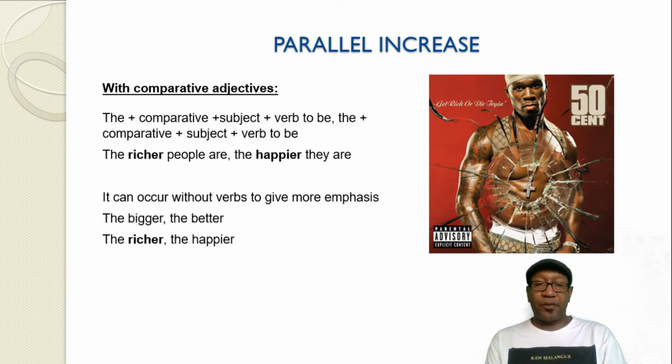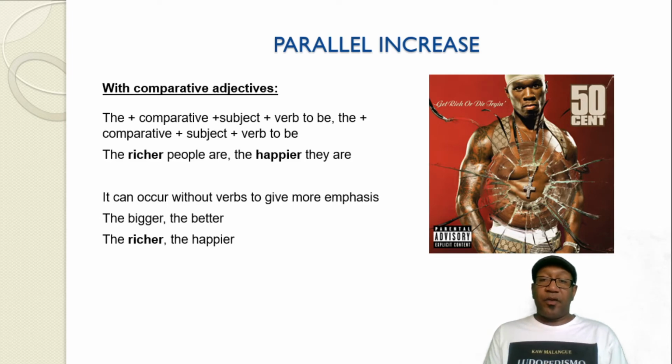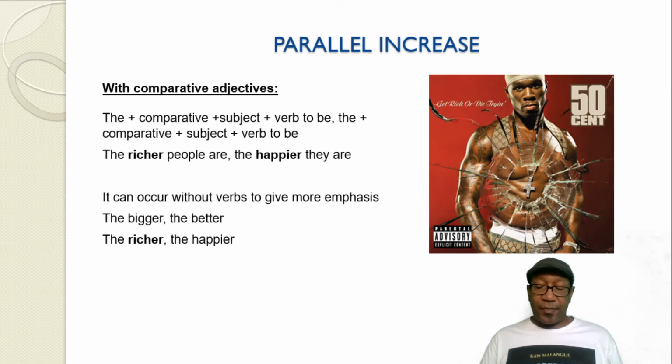It can occur without verbs to give more emphasis. So if you want to be more concise, precise, and more emphatic, you can skip the verb. So: the bigger, the better; the richer, the happier. This is a structure that you can use, and by using it, it's understood that you have a high-profile domain of the language.